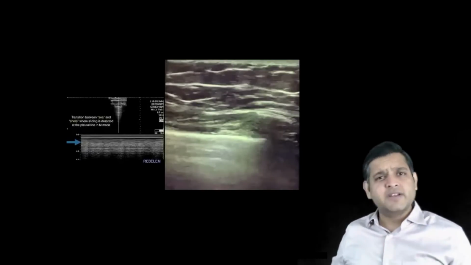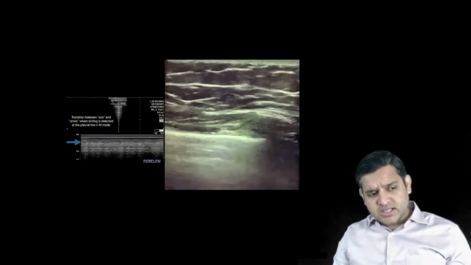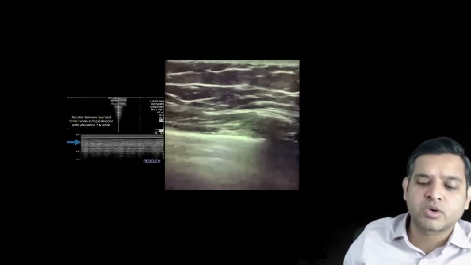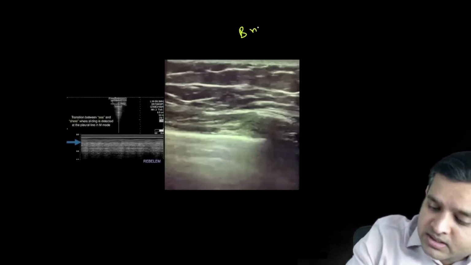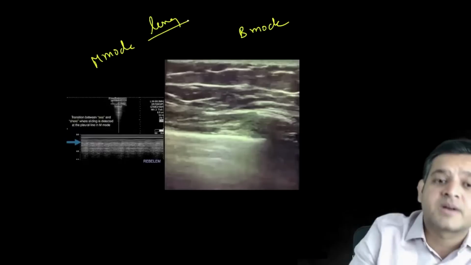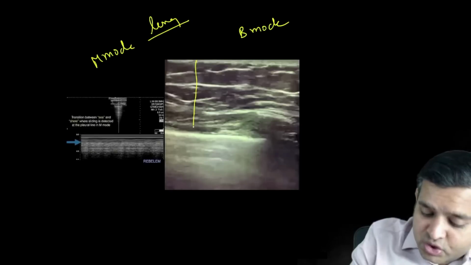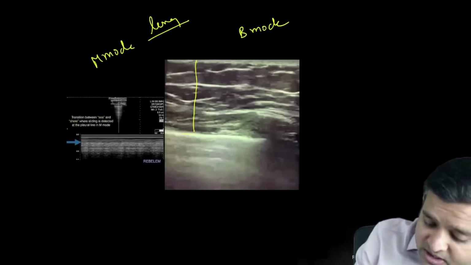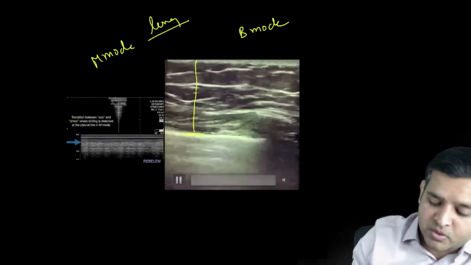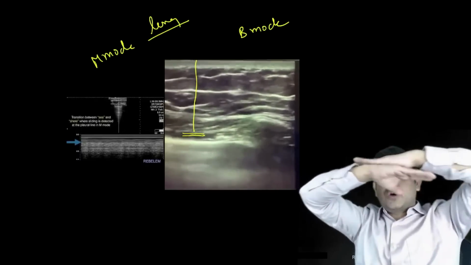This is an image which is very frequently asked in the NEET PG nowadays, as well as in the INI CET. There are chances that you're going to get this in the future FMG exam also. Now this is a B mode ultrasound, and this is an M mode ultrasound of the lung. When you do a B mode ultrasound, which is a real-time ultrasound, you see skin, subcutaneous tissue, intercostal muscles, and then you see a clear junction of the parietal and the visceral pleura.